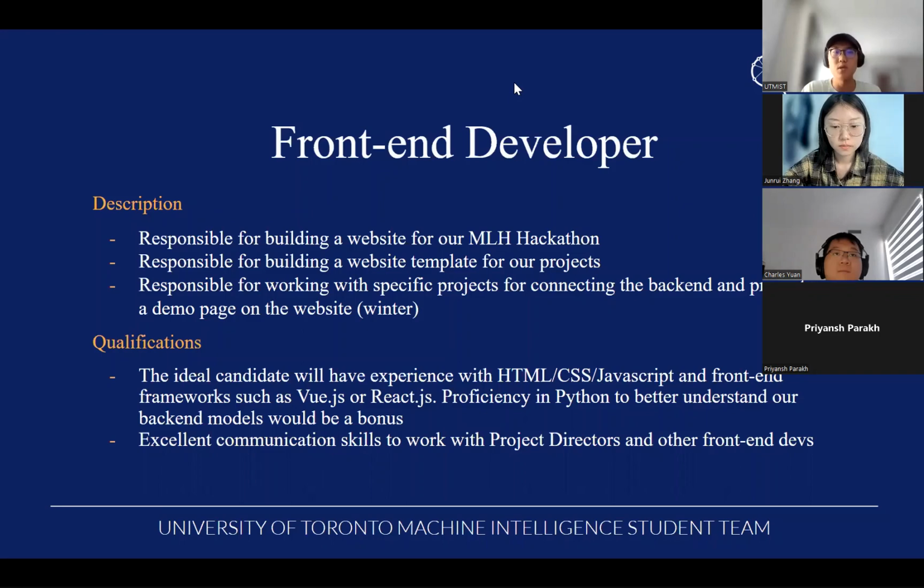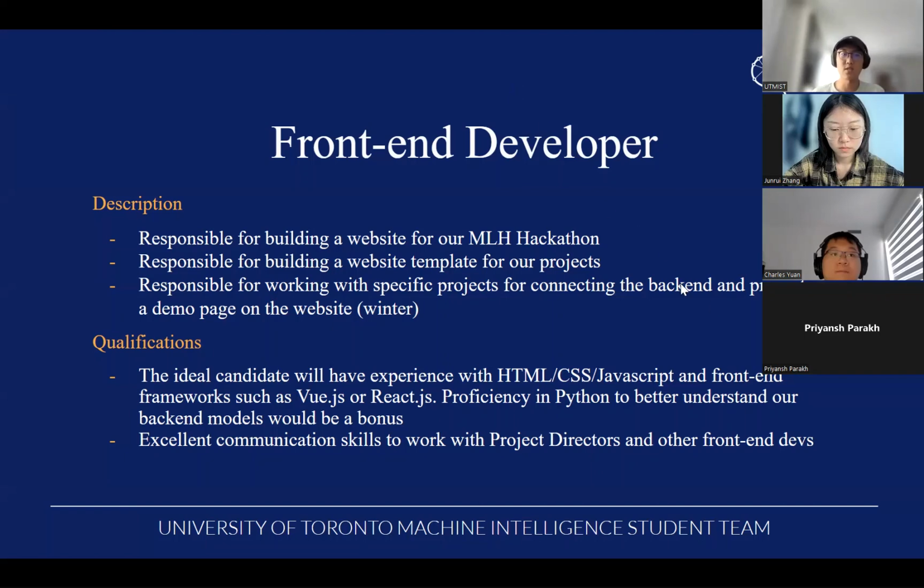upcoming year. In the fall term, there are going to be 2 tasks. The first task is to build a website for our new MLH hackathon. And the second task will be to build a website template for our projects, which you'll then be using for the winter term, where you will be responsible for working with specific projects to really connect their backend, the ML models, and to see how you could host a model on perhaps a demo page on the template website.